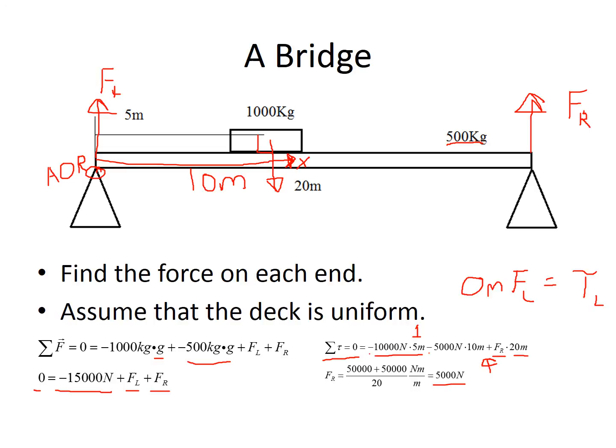Then we could either create a torque equation about the right-hand side. In other words, we could put a second axis of rotation here and do another torque equation, or we can just plug it into our force equation over here, which we have already established. And that would give us that the force on the left-hand side is 15,000 minus the force on the right-hand side, which we calculated to be 5,000 newtons. So the force on the left-hand side is 10,000 newtons.